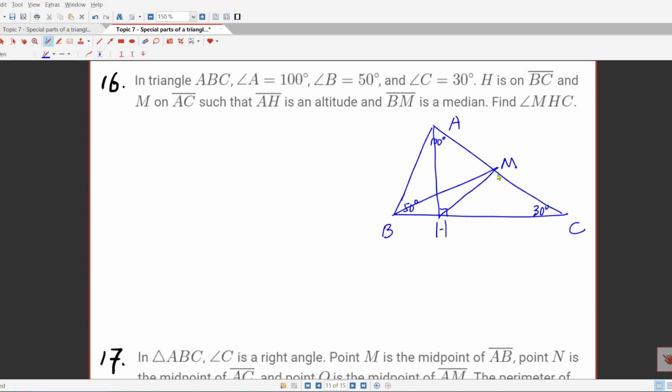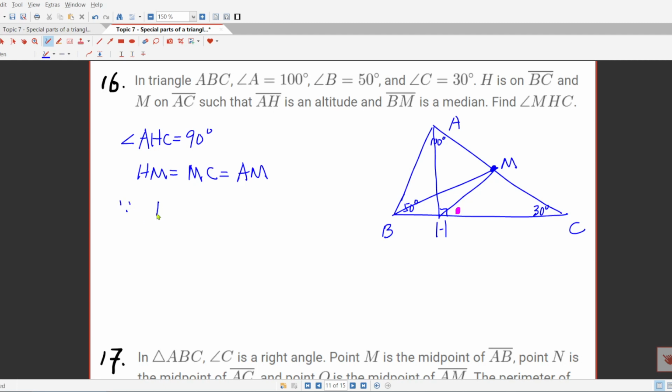Okay, connect H, M. Find this angle here, right? Since AH is the altitude of triangle ABC, we know AHC is a right triangle, so angle AHC is 90 degrees according to given information. I mean the midpoint of hypotenuse AC, right? Of right triangle AHC. So we have HM must equal MC, which also equals AM, right?